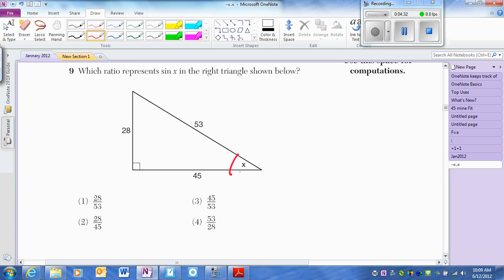Again, now we're asking for sine, cosine, and tangent. So actually, in this case, it's sine of x. Sine is opposite over hypotenuse. 28 over 53. Simple problem.